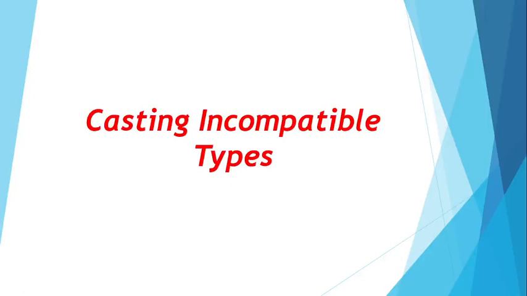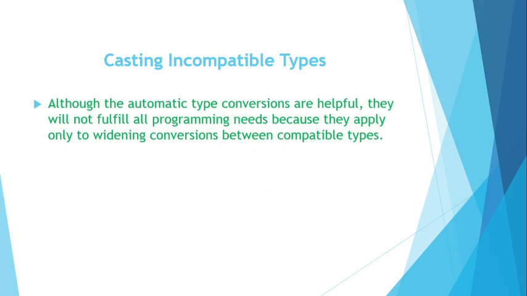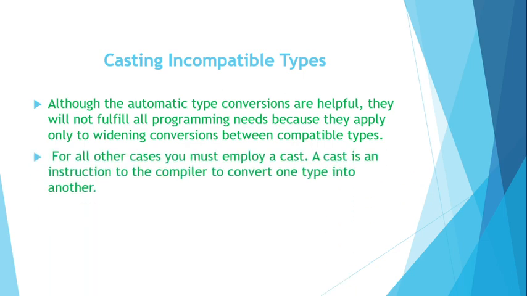Discussing casting incompatible types. Although automatic type conversions are helpful, they will not fulfill all programming needs because they apply only to widening conversion between compatible types. For all other cases, you must employ a cast. A cast is an instruction to the compiler to convert one type into another type. Thus, it requires an explicit type conversion.